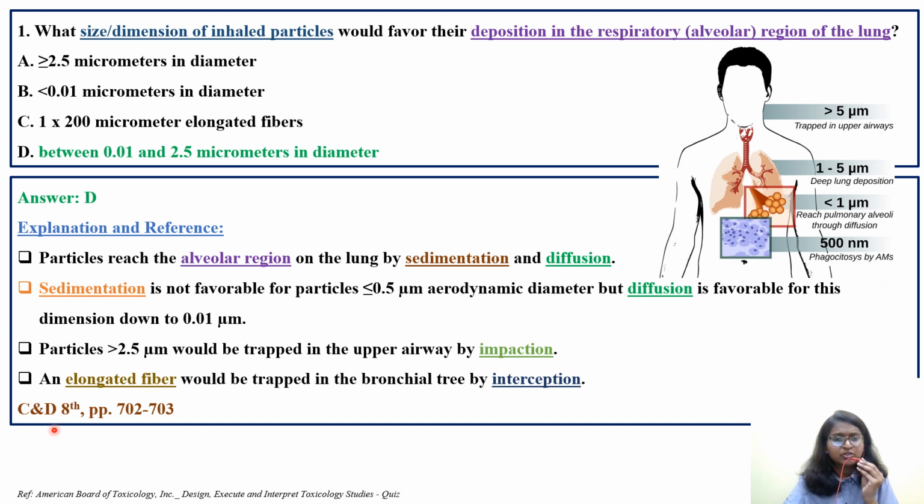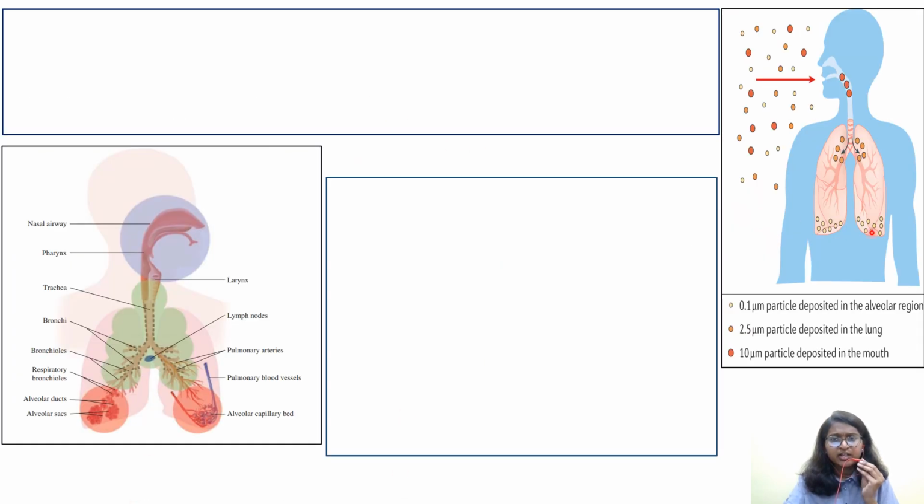You can read about this in Casarett and Doull, 8th chapter; page numbers are already given, and this is given by the American Board itself. Here you can see that if the particle size is 0.1 micrometer, the particle is deposited in the alveolar regions. If the particle size is 2.5, it is deposited in the lung. And if the particle size is 10 micrometer, it is deposited only in the upper respiratory tract, only in the mouth. As the particle size decreases, it penetrates deeper layers of the respiratory tract, which is why smaller particles deposit in the alveolar regions and larger particles deposit only in the upper respiratory tract.